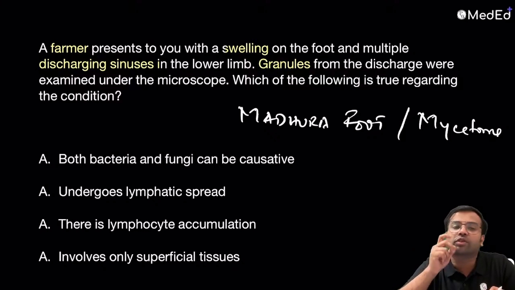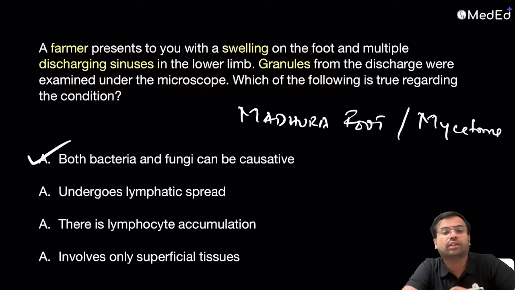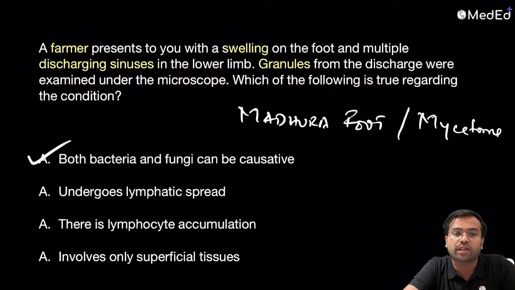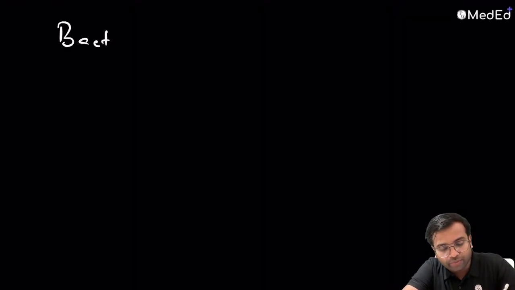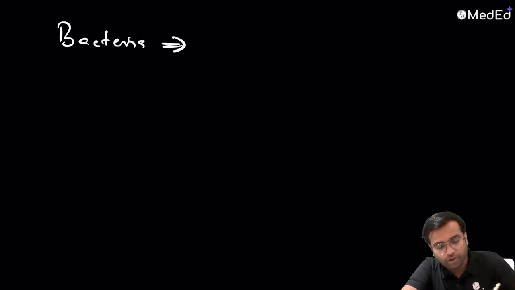This condition is where both bacteria and fungus can be the causative, undergoes lymphatic spread, there is lymphocyte accumulation, involves only superficial tissue. What is the right answer here? So anybody in the chat box? Yeah, very good. A, that is both bacteria and fungus can be the causative. Now, why do we say that that is the right answer? Because whenever there is a bacteria which is causing Madhura foot, we call it actinomycetoma.